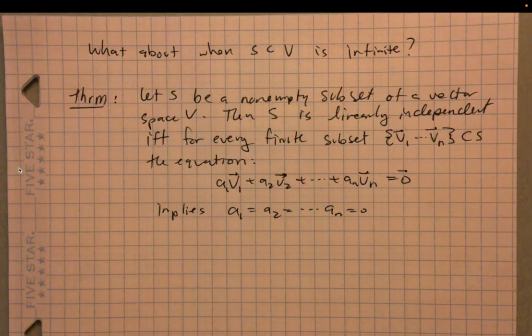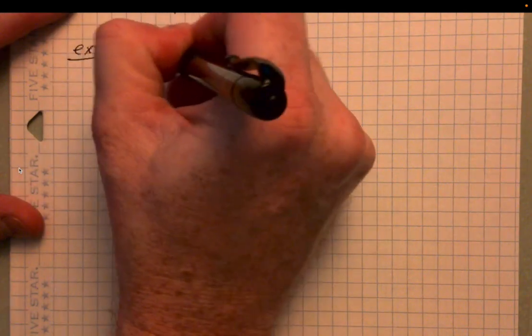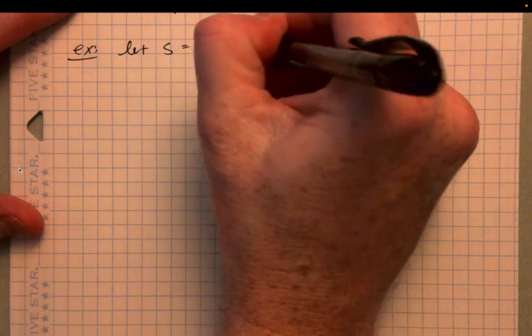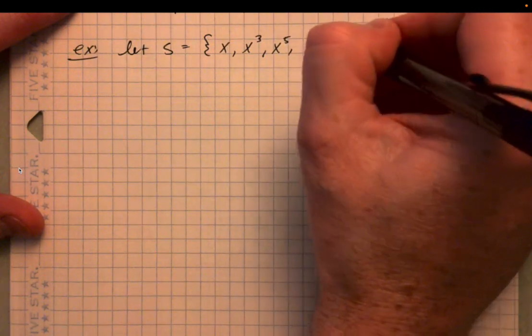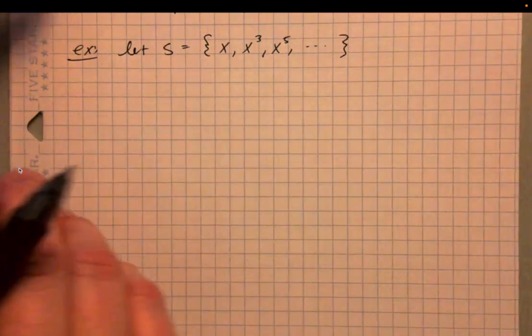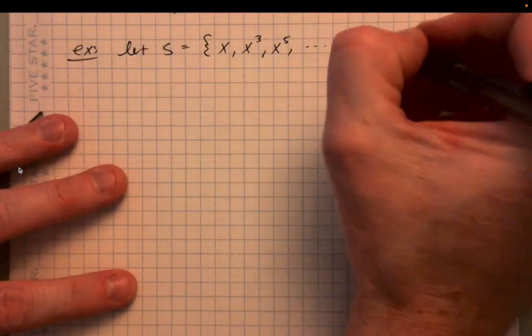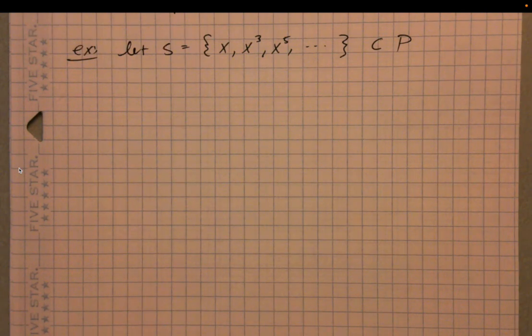Okay. And so let's see an example of how this plays out. Let S equal the set x cubed, x to the 5th, x to the 7th, ... right? All of the polynomials with odd degree. This is obviously a subset of P, the set of all polynomials, but S is infinite, isn't it? I mean, this is obviously an infinite set.